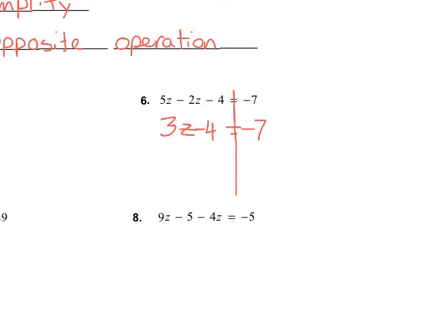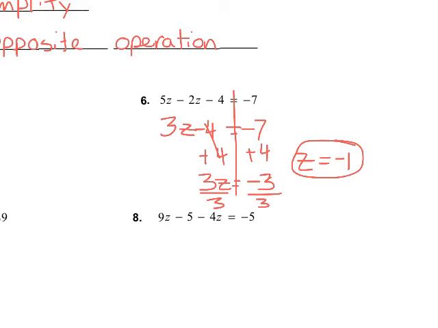Let's go ahead and do my opposite side, opposite operation. So to get rid of negative 4, how do I get rid of it? Add it, right? So I'm going to add 4. So I have 3z equals negative 7 plus 4, which is negative 3. Divide by 3 on both sides. And I end up with z equals negative 1. Yes, I put those weird little slashes through my z's so you know they're not 2's.